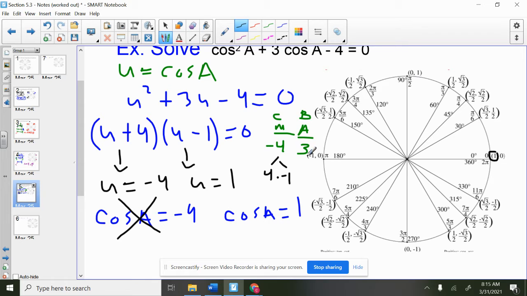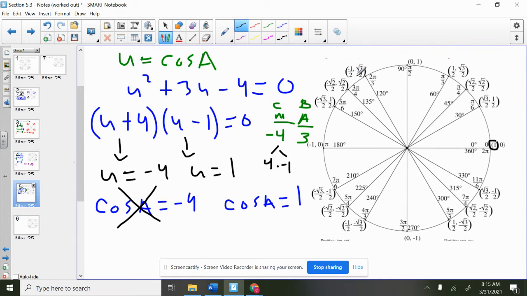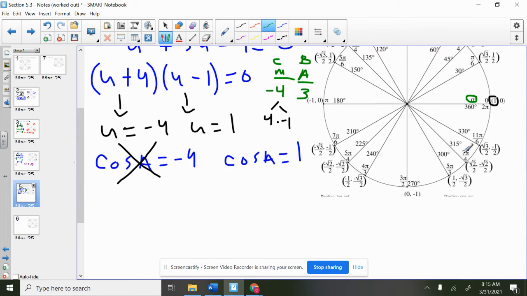I got a 0, I got a negative 1, and I have a 0. So there's only one answer here. And so we'll just act like these are all in degrees. So my answer is 0 degrees. So this only has one solution. This is going to be a equals 0 degrees.